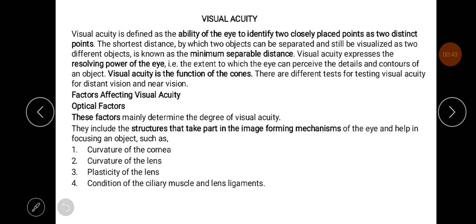Visual acuity is defined as the ability of the eye to identify two closely placed points as two distinct points. The shortest distance by which two objects can be separated and still be visualized as two different objects is known as minimum separable distance. Visual acuity expresses the resolving power of the eye, that is, the extent to which the eye can perceive the details of contours of an object. Visual acuity is a function of the cones. There are different tests for testing visual acuity for distant vision and near vision.